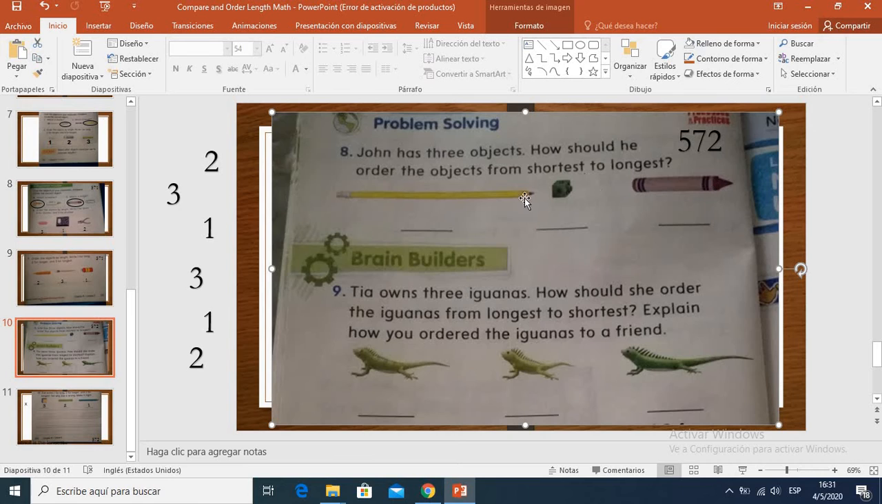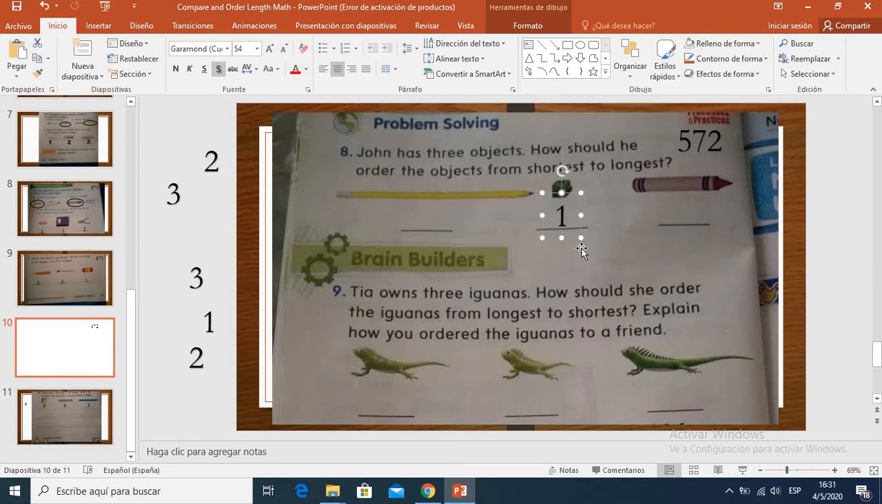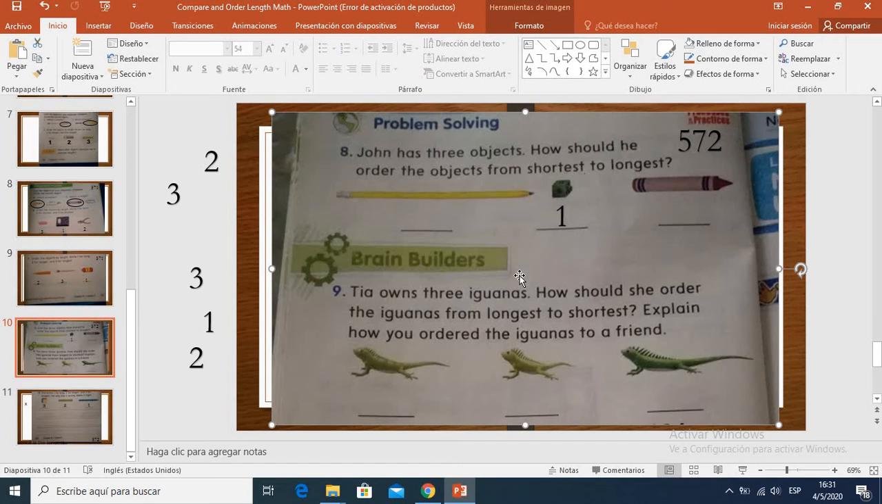All right? So, which one is the shortest? El más cortito. Which one is the shortest? The Lego piece. Very good. So, because the Lego piece is the shortest, I'm going to write the number 1. Okay? Now, which one is longer? The crayon or the pencil? Longer than the Lego piece. Both of them, exactly. Both of them are longer than the Lego piece.